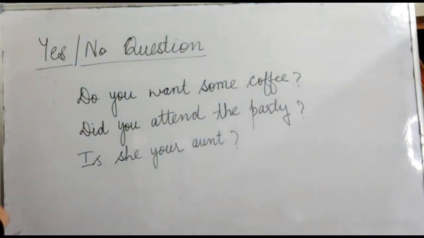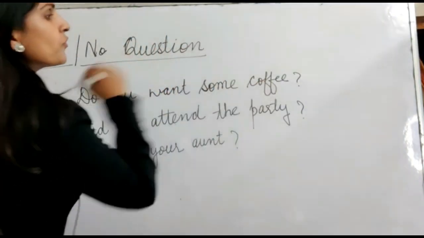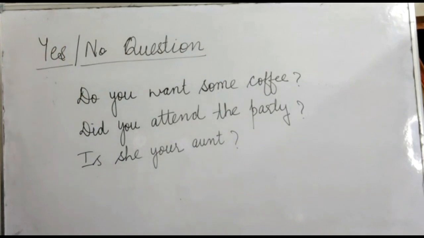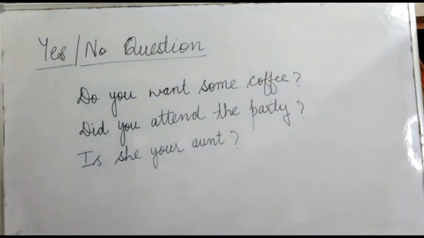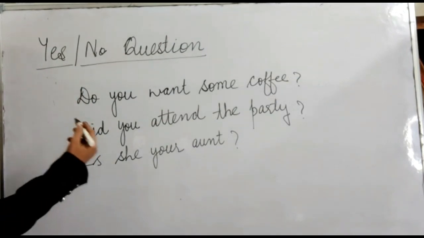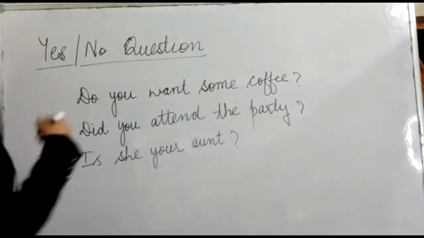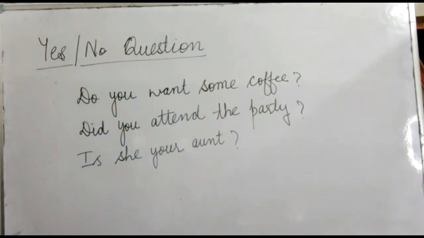But if I ask you, do you want some coffee? So for this question, you will say either yes or you will say no. You might say, yes, I want some coffee. Or you may also say, no, I don't want any coffee. If I ask you the next question, that is, did you attend the party? Again, you will answer in yes or no. Yes, I attended the party. No, I did not attend the party.